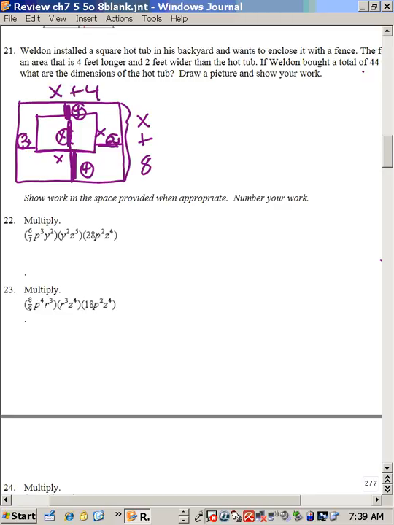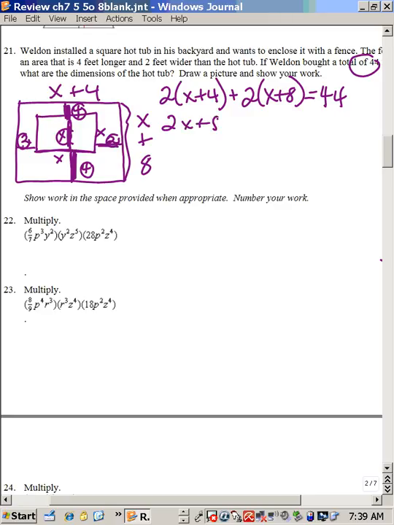Now, if I keep reading in the problem, it says that I have a total of 44 feet of fencing. Well, the word fencing immediately tells you that this is a perimeter. So I need to find the perimeter of the outside of the fence. I have 2 lengths of X plus 4. I have 2 lengths of X plus 8. And the total is 44 feet of fencing.